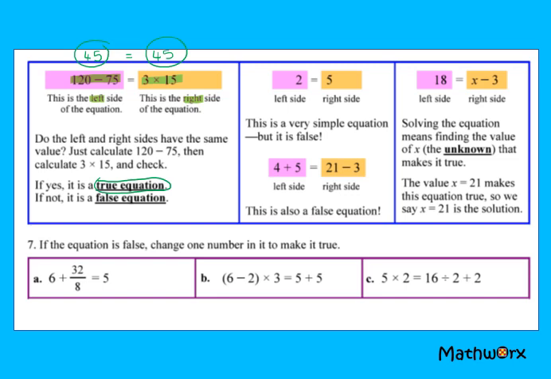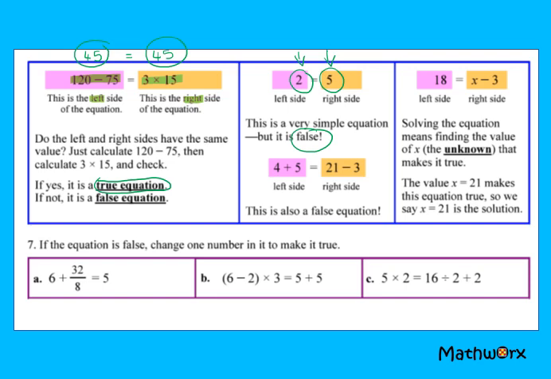Now, if we look here, we have 2 equals 5. This is a very simple equation, but it is false. The reason it is false is because the left-hand side, which is 2, and the right-hand side, which is 5, are not equal. So our equation does not balance. Okay, so it is a false equation.